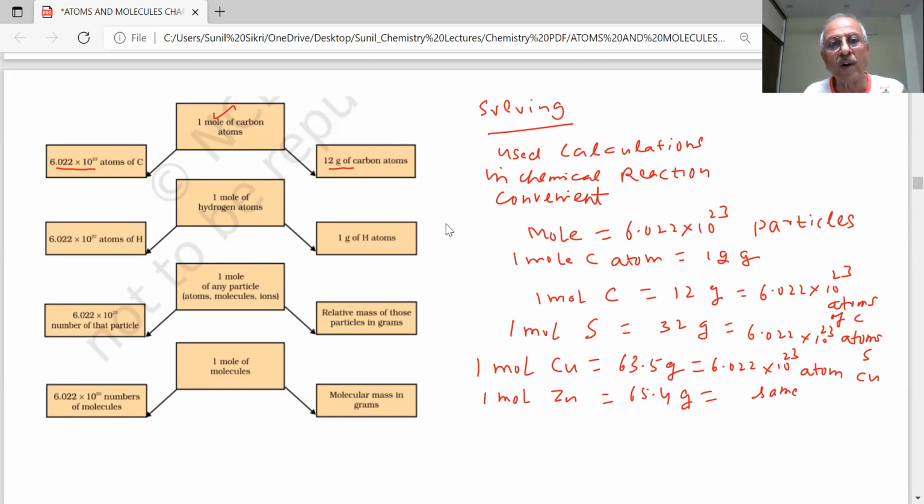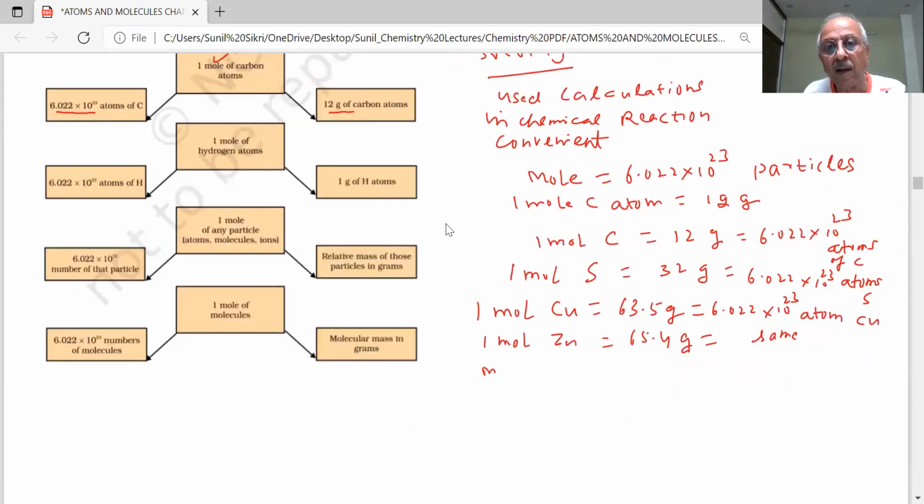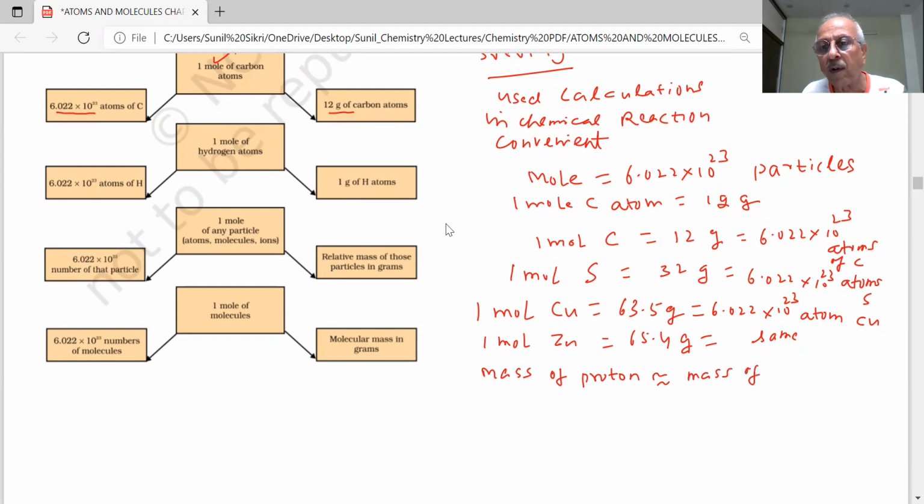And an important thing, if I give you some more information: the mass of a proton is almost equal to the mass of a neutron, which is equal to 1 u. If I take 1 mole of protons, or 1 mole of neutrons, then the mass will become equal to 1 gram, right? Yes, sir. And the mass of an electron is negligible.